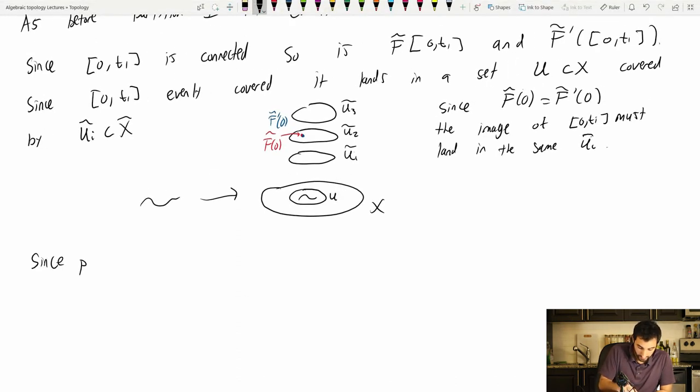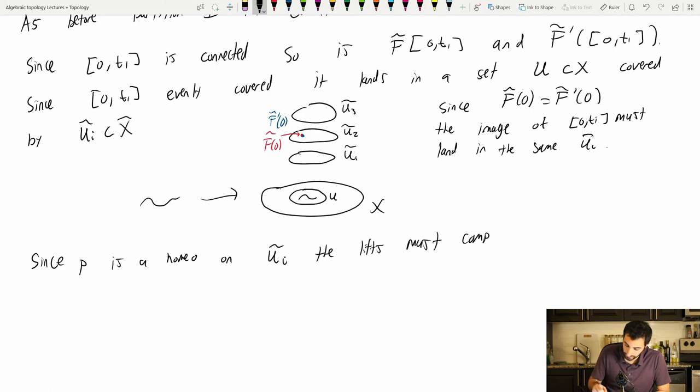So since p is a homeo on U_i twiddle, the lifts must completely agree. Again, they map down to the same thing, and so they need to be the same thing upstairs. So I'll represent that in purple. And we just proceed from here inductively.